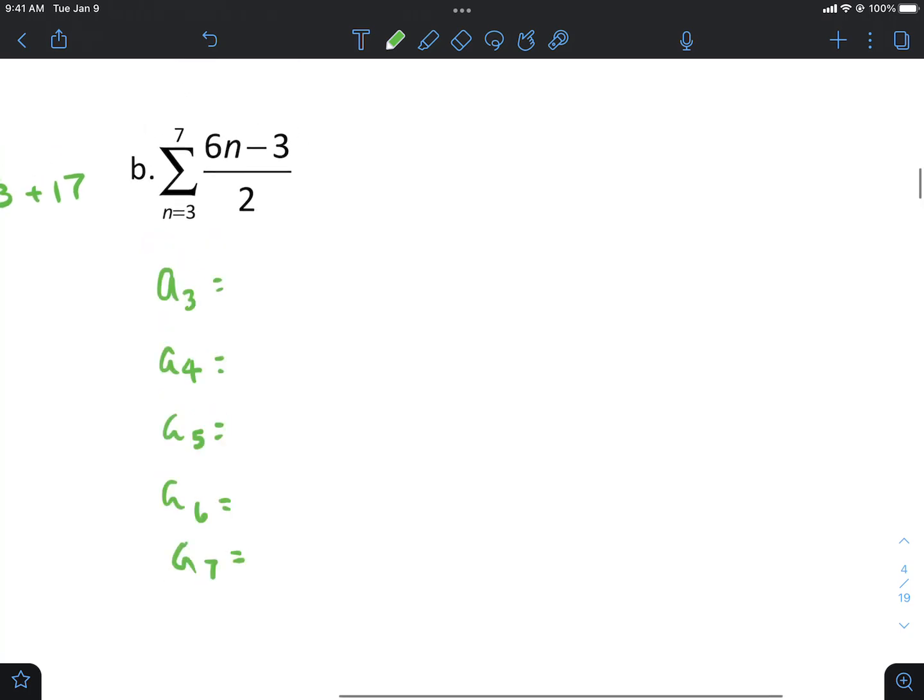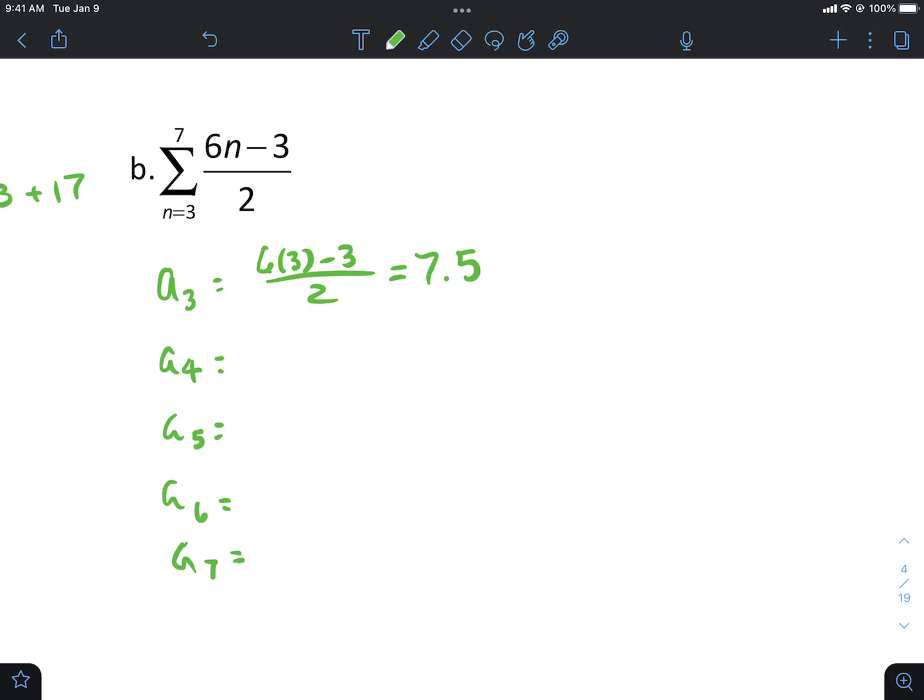Okay. So A sub 3 right there would be 6 times 3, 18. 18 minus 3, you'll have to do that next, and then you'll divide that by 2 right there. Apparently that will come out to 15 over 2. That's about 7.5.